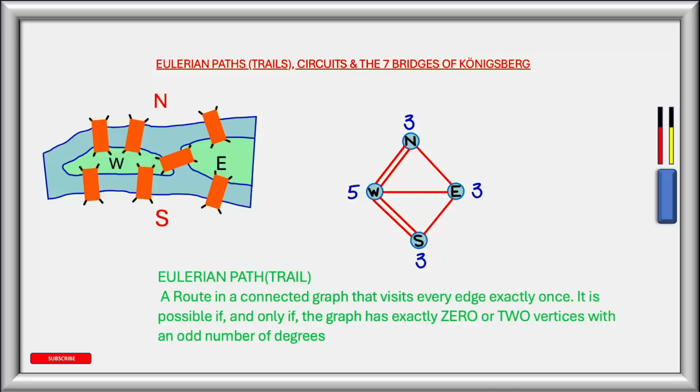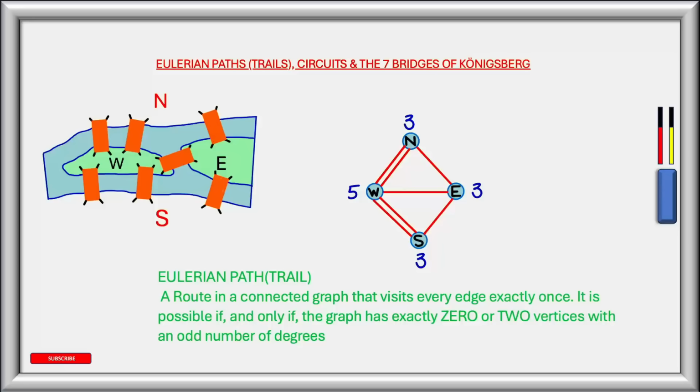So why are we allowed 2 vertices with an odd number of degrees? This is because the start and end are the only ones allowed to be unpaired. You leave the start vertex using one edge, and you enter the end vertex using one edge.